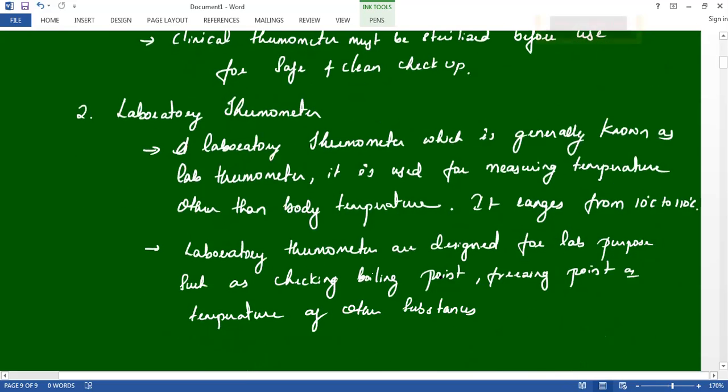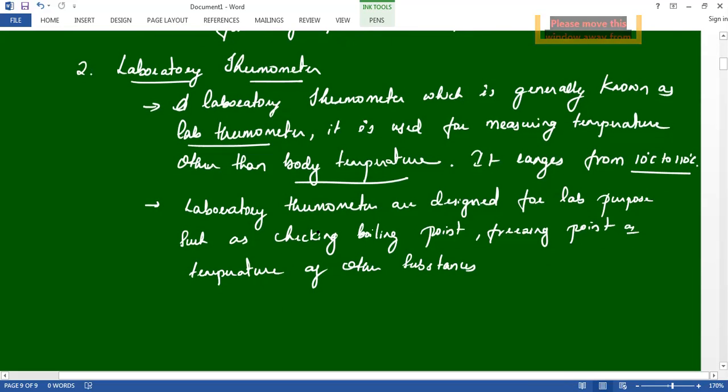Let us move on to the next one, that is laboratory thermometer. Laboratory thermometer is generally known as lab thermometer, which is used for measuring temperature other than body temperature. The range of a laboratory thermometer is 10 degrees Celsius to 110 degrees Celsius. Laboratory thermometers are designed for lab purposes, that is for checking boiling point, freezing point, and temperature of other substances. So this is about laboratory thermometer.